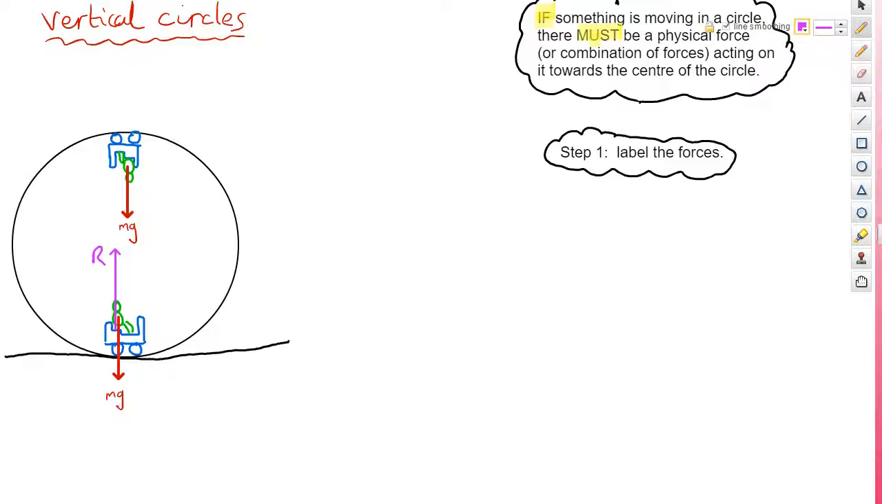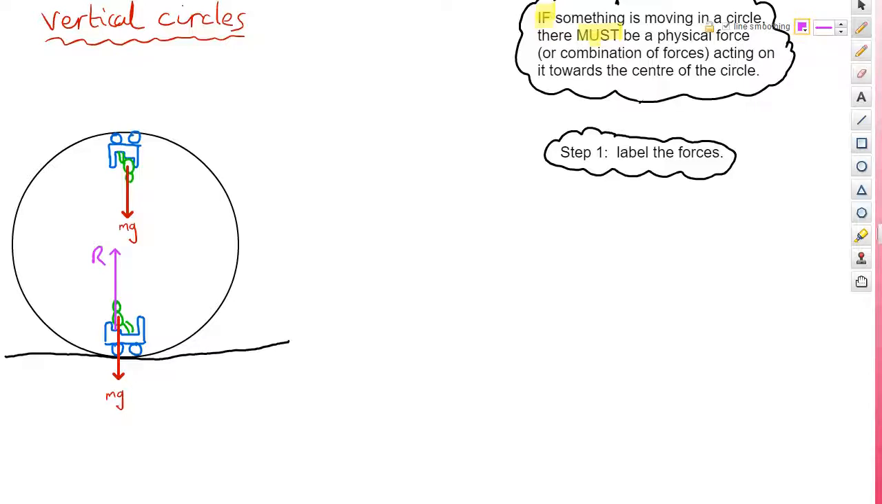Because I know that those forces must combine to act towards the centre of the circle for the very fact that I'm going in a circle and the centre of the circle is above my head. And there must be a combination, in this case, of physical forces providing the centripetal force to make me go in that circle. So in the case when I'm at the bottom of the loop, those must be the forces acting on me.